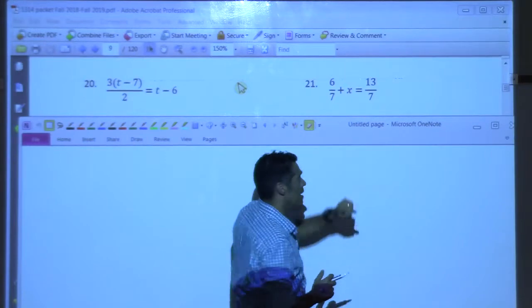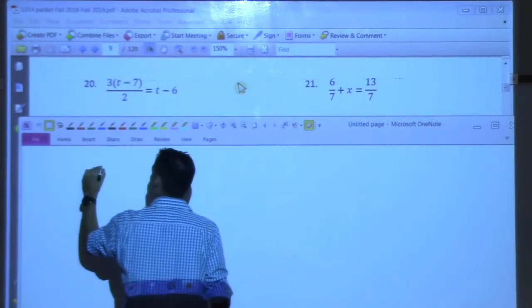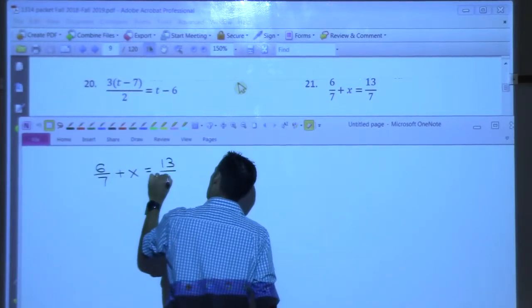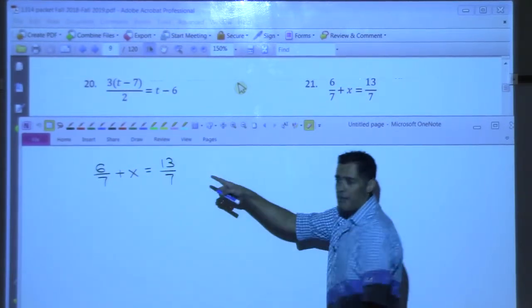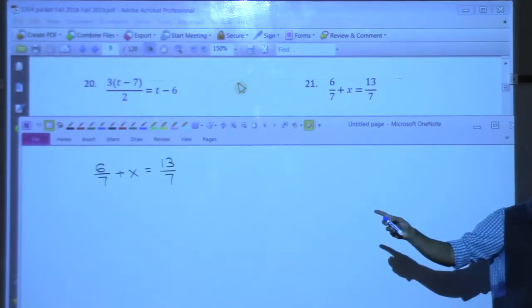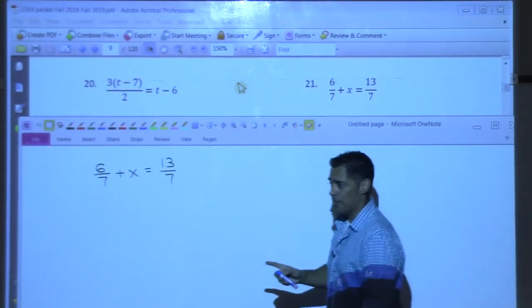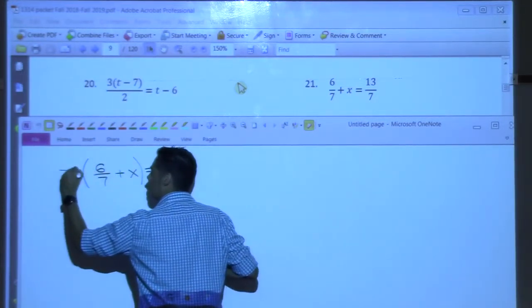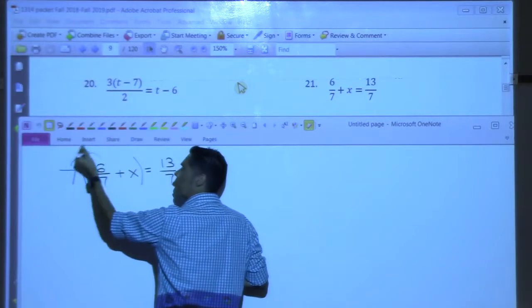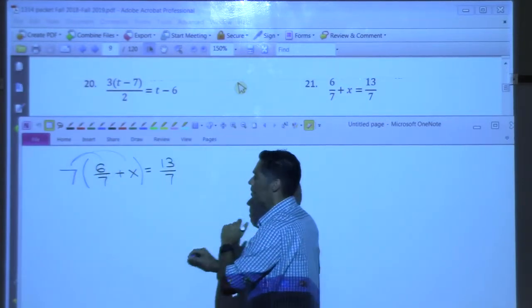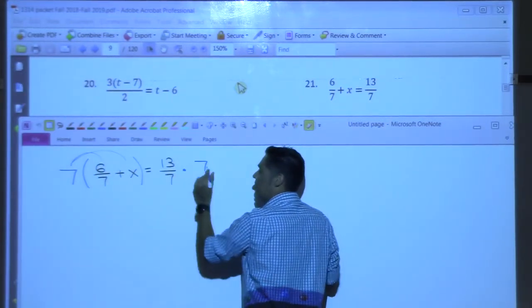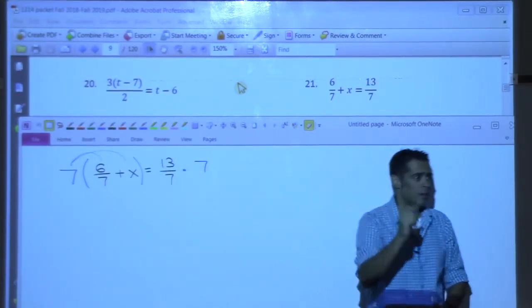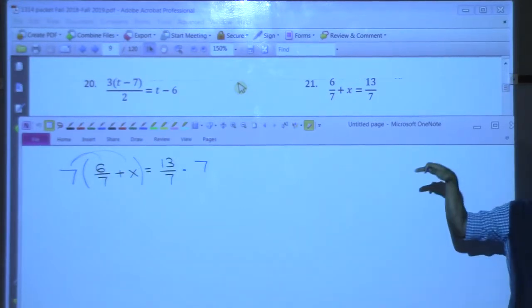Agreed? Now, the way I'm going to write this, though, you have to be a little careful here. When you multiply the left side by 7, how many terms are on the left side? 2. That means you need a parenthesis, right? There's 2 terms. That means if you multiply this side by 7, it's going to have to distribute through when we do the multiplication. When we multiply this side by 7, do we have to do parentheses around this? No, because there's only one term, 13 over 7. So there is no distribution happening.